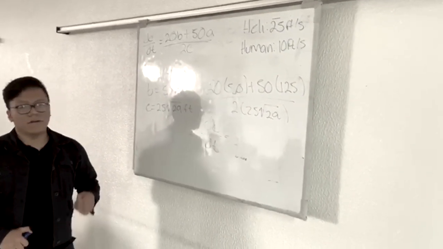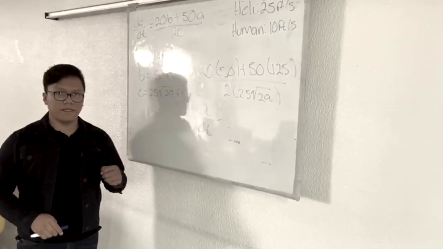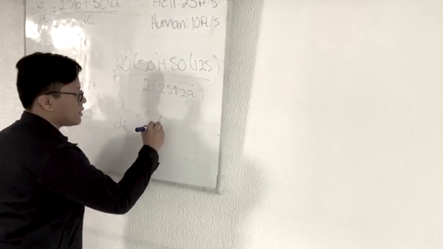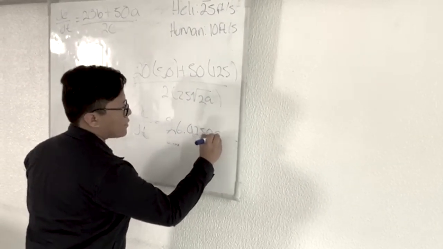The final result of dc over dt, or the rate of change of the distance between the human and the helicopter, is going to be 26.9258 feet per second.